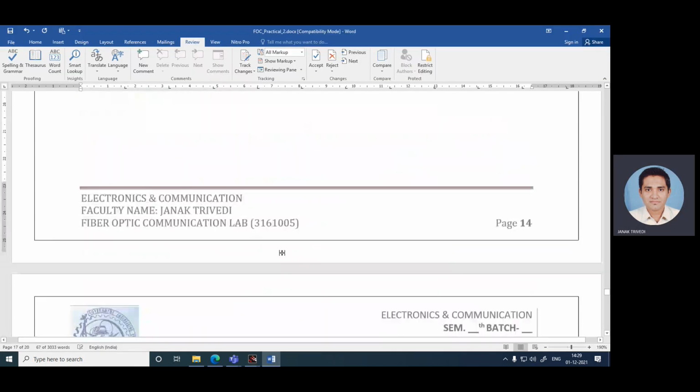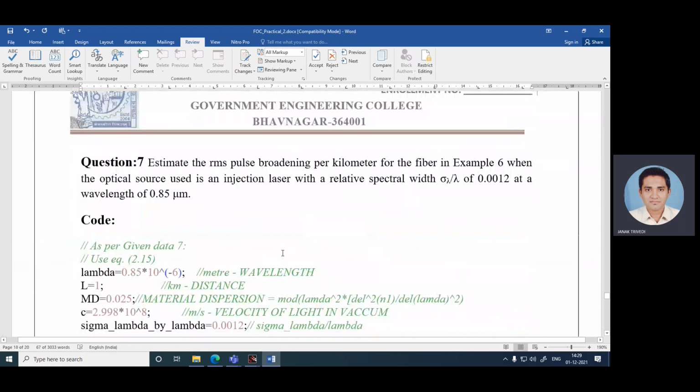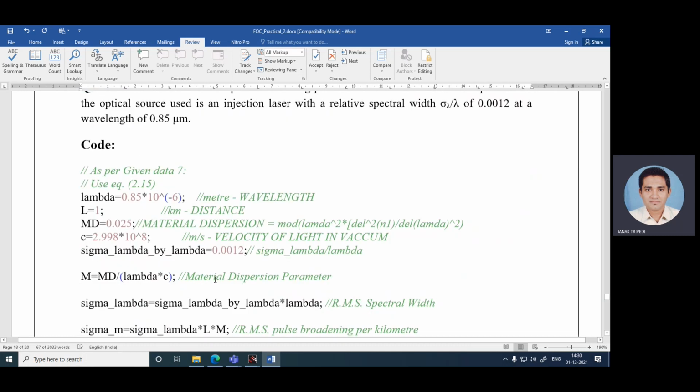Next example. Estimate the RMS pulse broadening per kilometer for the fiber in example 6 when the optical source used is the injection laser with a relative spectral width sigma lambda by lambda of 0.0012 at a wavelength of 0.85 micrometer. As per the given data, use equation 2.15 to solve this example.